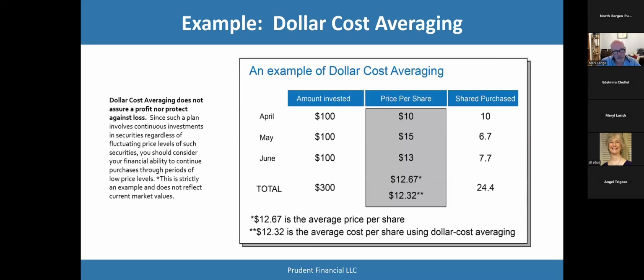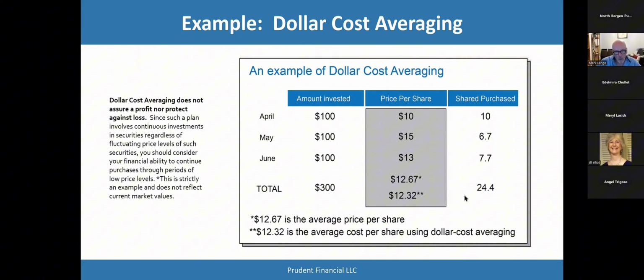So here's a quick example of exactly how it works. And you can see we're investing the same amount of dollars each month. And as you can see from this particular example, April, we invested $100. Whatever we were purchasing was $10 a share. So we purchased 10 shares. The next month, it went up to $15 a share. So we're investing the same amount of $100, but we only purchased 6.7 shares. Following month, price dropped down to 13. And again, we bought 7.7 shares.